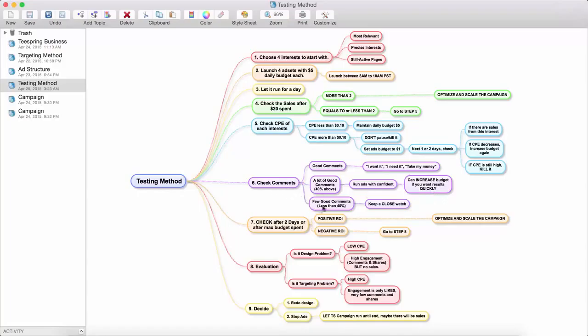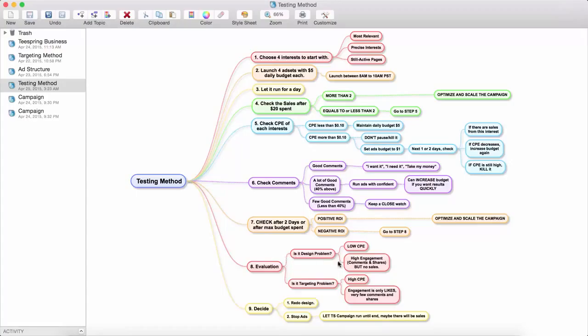But if there are few good comments, which is less than around 40%, you keep a close watch on the ads. Then after 2 days or after your budget is spent, you check the sales again, whether there are more sales coming in. If it results in positive ROI, you can go directly to optimize and scale the campaign. If it is still in negative ROI, you then go to step 8, which is evaluating your campaign.